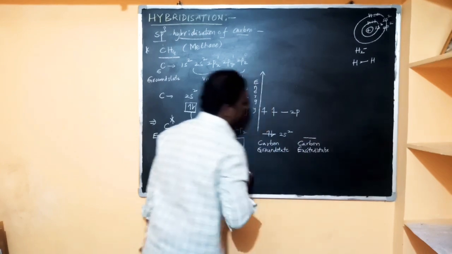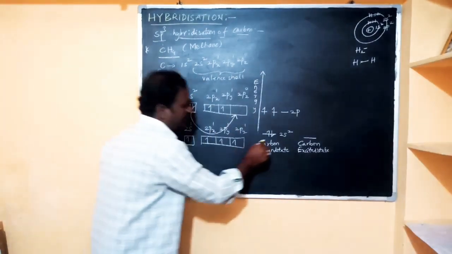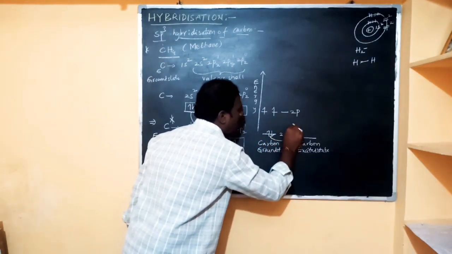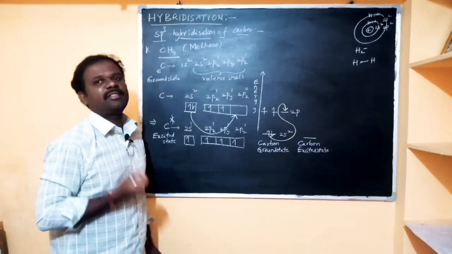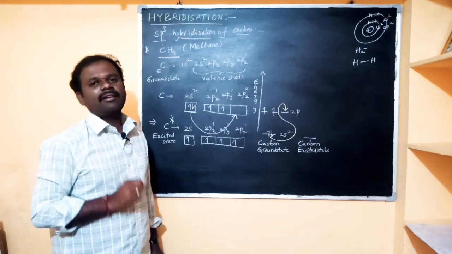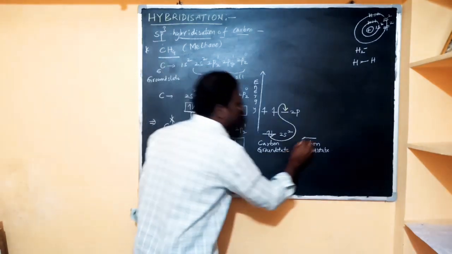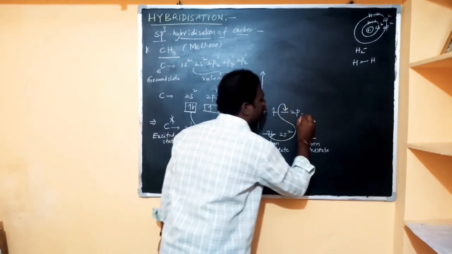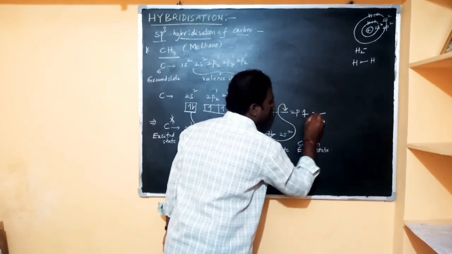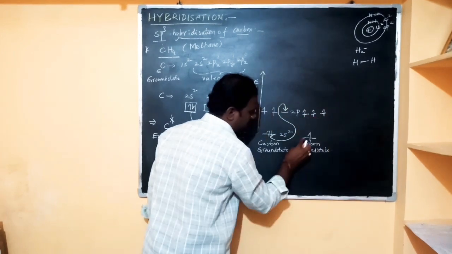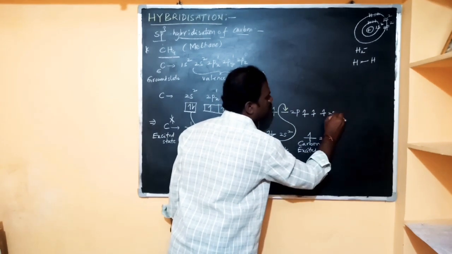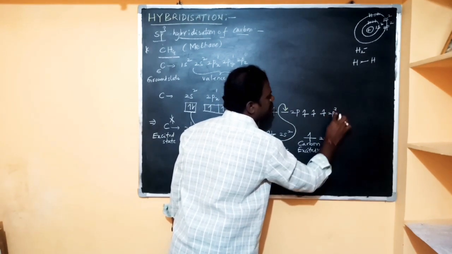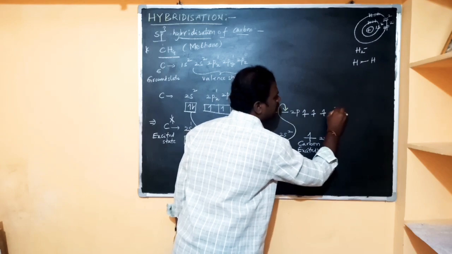So here, promotion of an electron can take place from a lower energy level to a higher energy level by the absorption of energy in the form of heat energy or light energy. For example, here, what is the electron configuration? 2s1 and 2p3 is the electronic configuration.